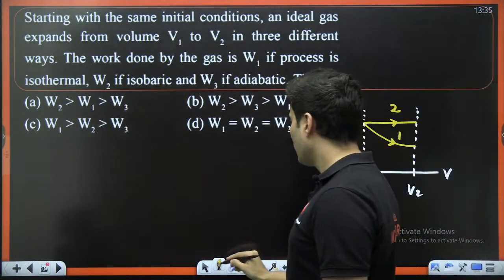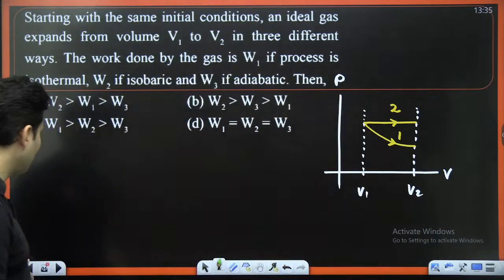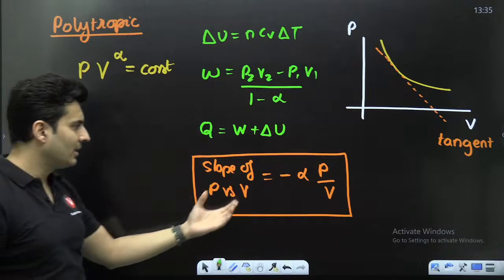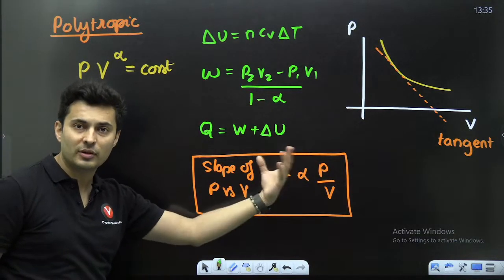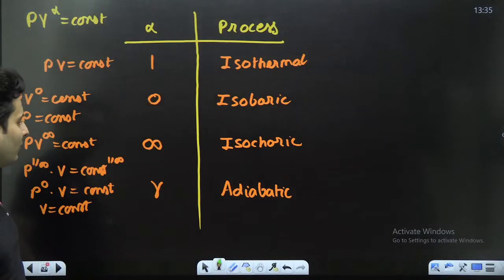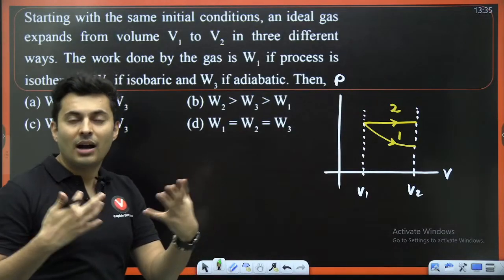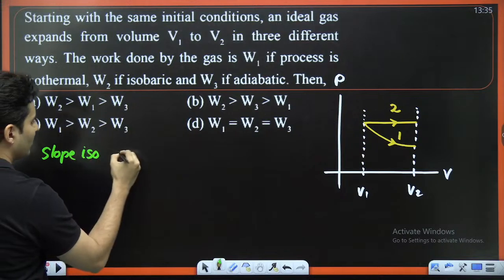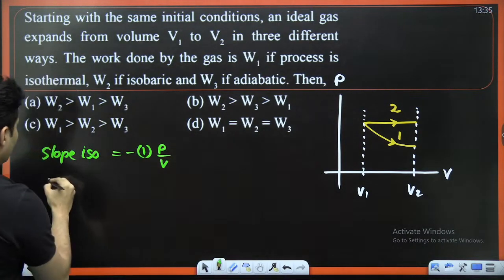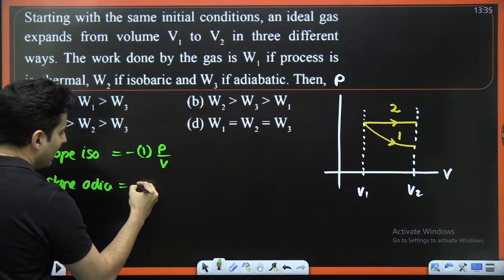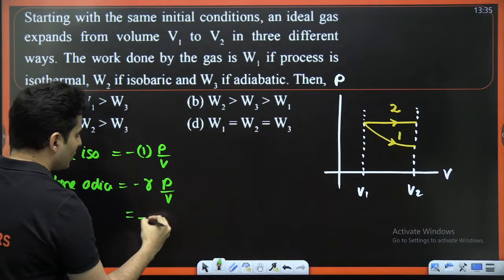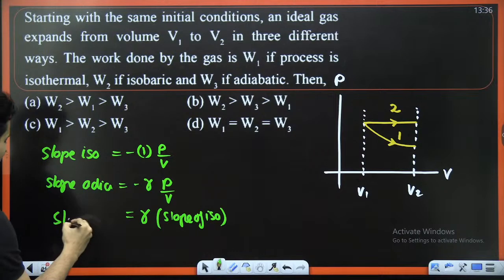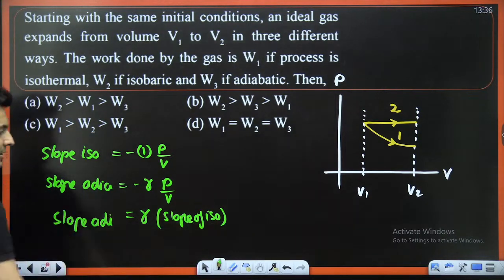If you are adiabatic, well, now observe carefully in that previous formula which I gave you. In adiabatic, alpha is gamma. In isothermal, alpha is 1. So from this, can you tell me whose slope is more than whose slope, and who is how many times of whom? The slope of isothermal will be minus 1 times P by V. The slope of adiabatic will be minus gamma P by V. So can I not say the slope of adiabatic is gamma times the slope of isothermal?